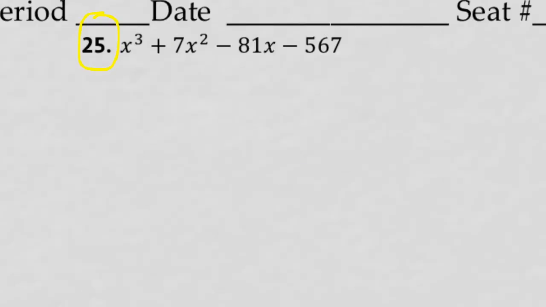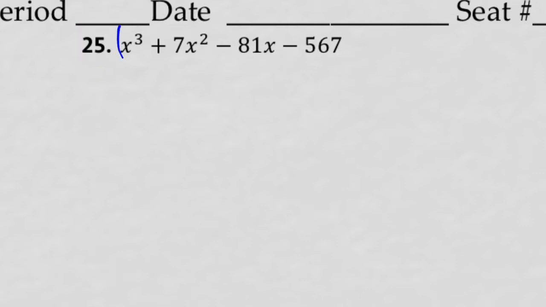Alright, let's move on to number 25. I'm really hoping that we can do this one by factoring by grouping, because if not, we're going to have to find all the factors of 567 and test them out using synthetic division. So let's see. First I'm going to erase this to get it out of the way.